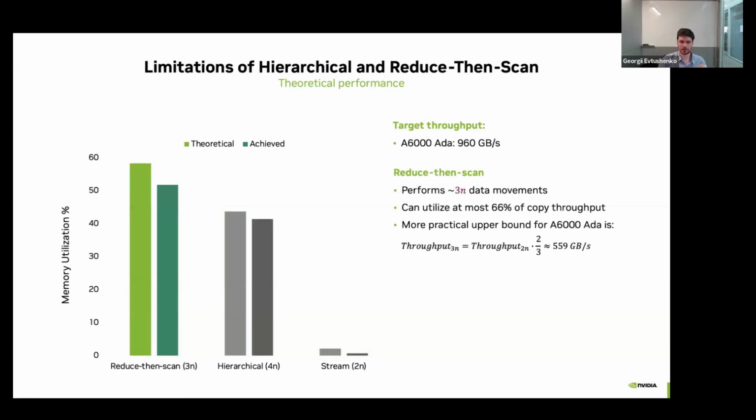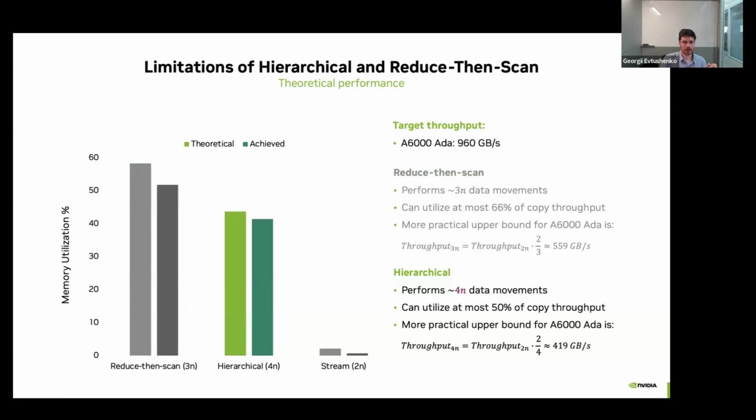So reduce-then-scan performs 3n memory operations. This extra memory operation means that the algorithm can't achieve more than 66% of speed of light. On the other side, you can see that this theoretical limit is quite close to the achieved throughput. So our prediction is correct, and we can proceed to the next algorithm.